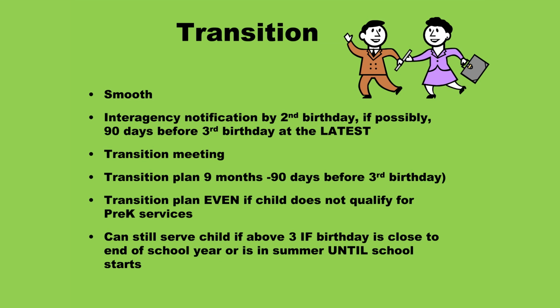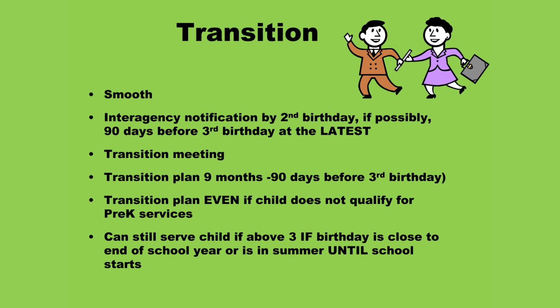So what you have to do is that there's interagency notification by 2nd birthday, if possible. If not, it has to be there 90 days before the 3rd birthday. So what that means is if you have a child that has a disability that you've been working with, when they turn 2, we're going to tell the state agency, we're going to tell the education system, hey, we have a child with a disability. He's 2 now, but we think he's probably going to need services once he turns 3. We do this because that allows them to realize, oh, we have all these kids, we may need another teacher, right? That kind of thing.